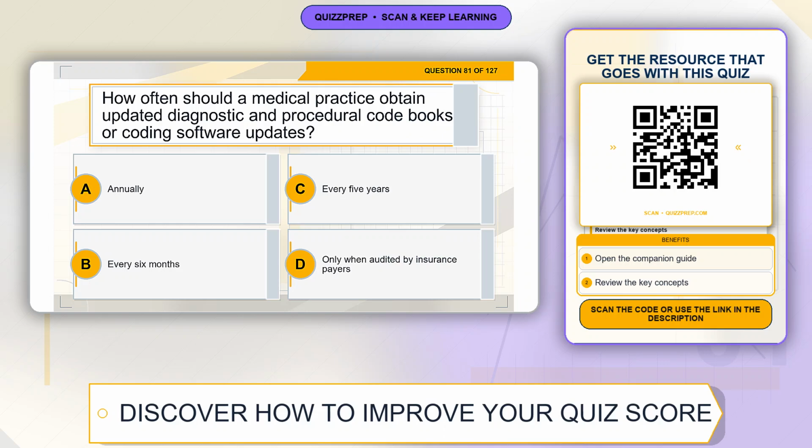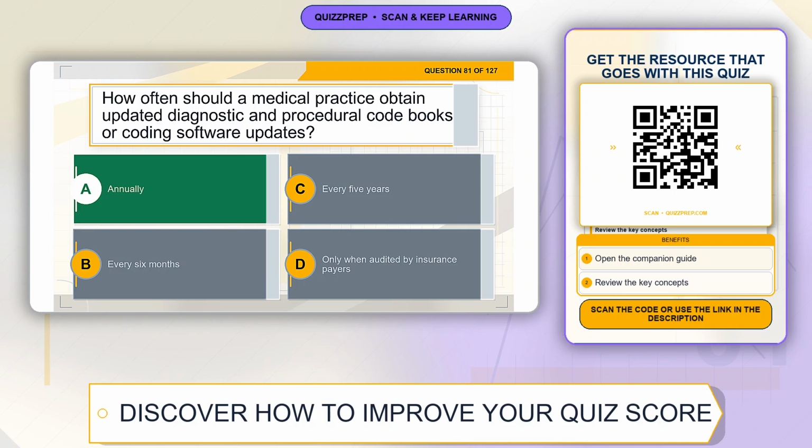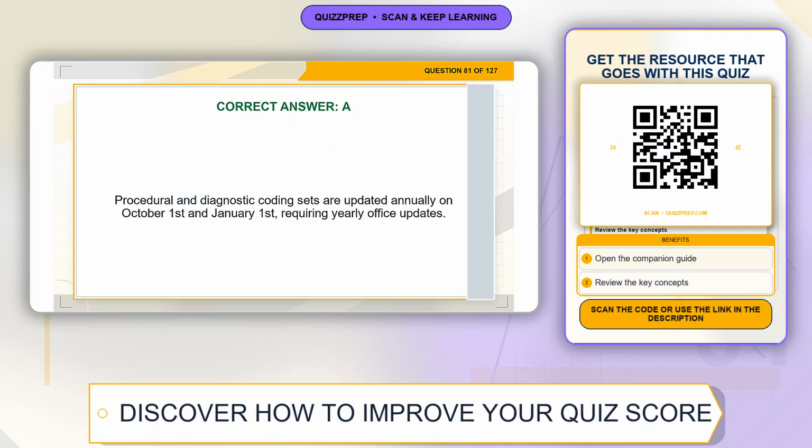Question 81. How often should a medical practice obtain updated diagnostic and procedural code books or coding software updates? Option A, annually. Option B, every 6 months. Option C, every 5 years. Option D, only when audited by insurance payers. The correct answer is option A, annually. Explanation. Procedural and diagnostic coding sets are updated annually on October 1st and January 1st, requiring yearly office updates.